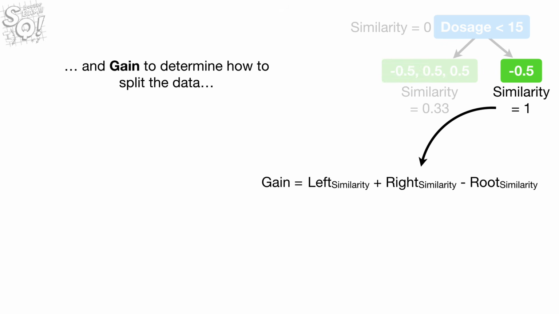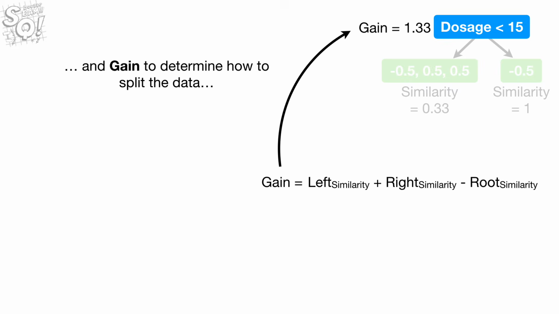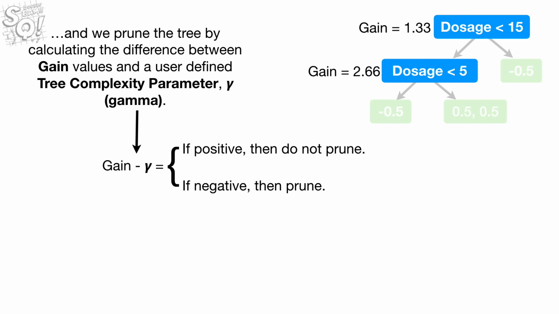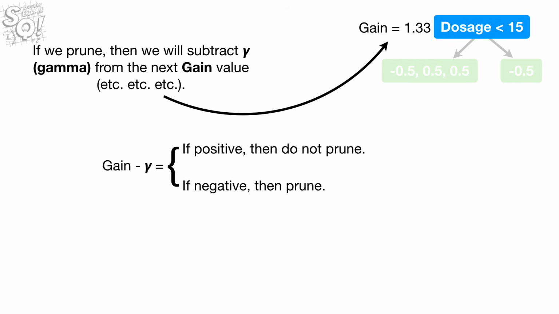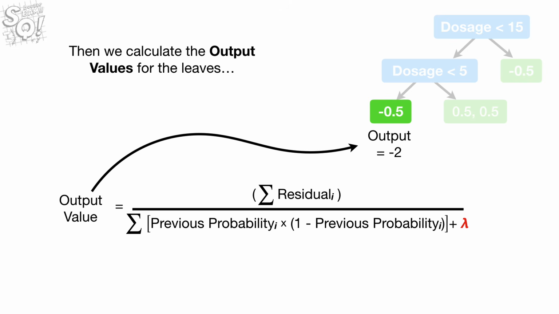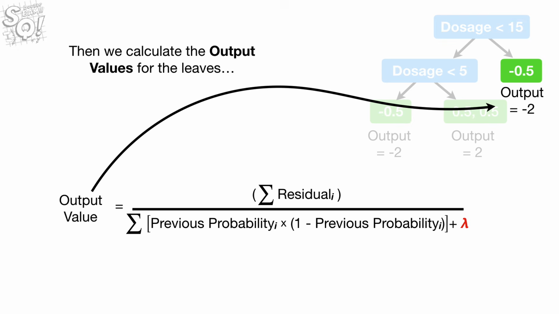In summary, when building XGBoost trees for classification, we calculate similarity scores and gain to determine how to split the data, and we prune the tree by calculating the difference between gain values and a user-defined tree complexity parameter, gamma. For example, if we subtract gamma from this gain and get a negative value, we will prune. Otherwise, we're done. If we prune, then we will subtract gamma from the next gain value, etc., etc., etc. Then we calculate the output values for the leaves.